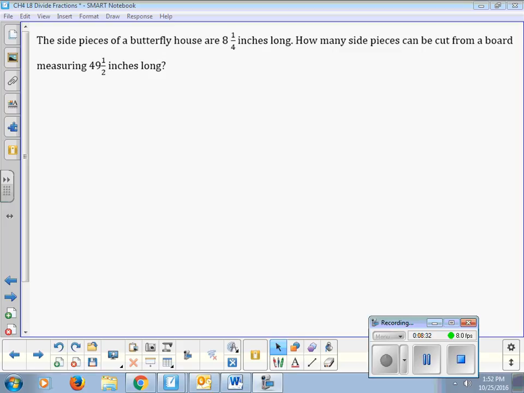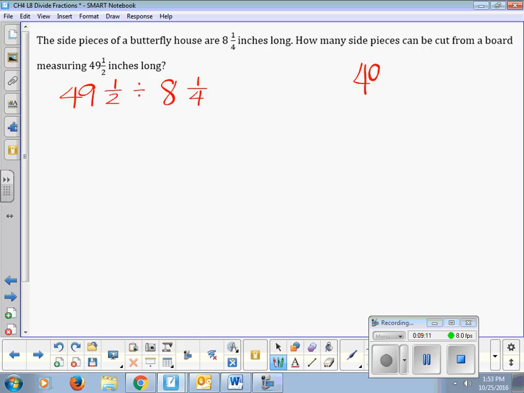For our last question, the side pieces of a butterfly house are 8 1/4 inches long. How many side pieces can be cut from a board measuring 49.5 inches long? So we're taking 49 1/2, and what operation are we doing? Division. We're dividing by 8 1/4. We have mixed numbers. Do we like to work with mixed numbers when we're dividing? No, we want to change them to improper fractions.